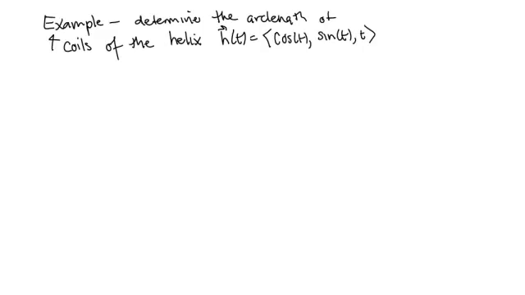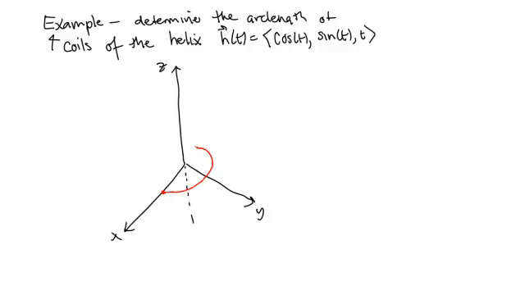Let's determine the arc length of 4 full coils of the helix given by h of t equals the vector cosine t, sine t, t. Now you might remember we plotted this 2 lectures ago. This is sort of the standard helix that coils up the z-axis. So it starts at the point 1, 0 on the x-axis, and then it spirals around like this, going up the z-axis, and I guess also going down the z-axis if we follow it down this way.